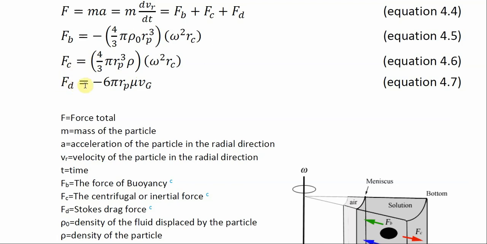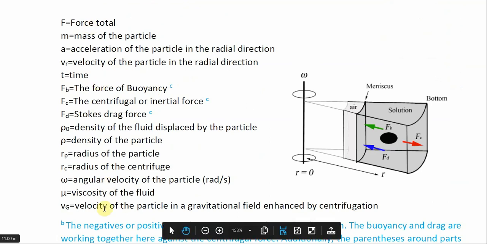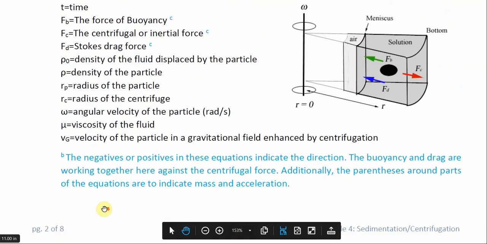The force for drag equals the surface area of the particle, so minus 6 pi, the radius of the particle, times the viscosity of the fluid, times the velocity of the particle under this increased force of gravity. So we call it big G. And this seems like a really long document, but I like to make sure that all of our variables are listed right next to the equation so that we're not confused.